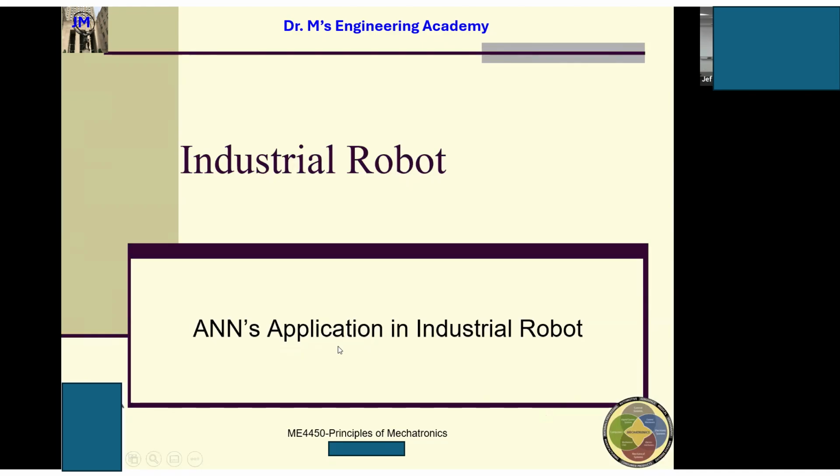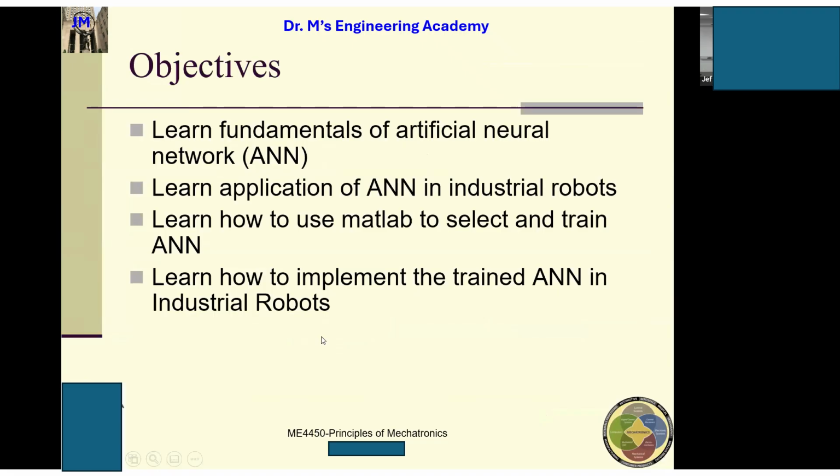So today we're going to talk about ANN's application in industrial robots. So here are today's objectives. First, we want to learn the fundamentals of artificial neural networks. What is an artificial neural network? How does it work? And what can we use it for? So we want to learn applications of ANN in industrial robots. We want to learn how to use MATLAB to select and train ANN. And we want to learn how to implement the trained ANN in industrial robots. Okay, so these are the 4 main topics.